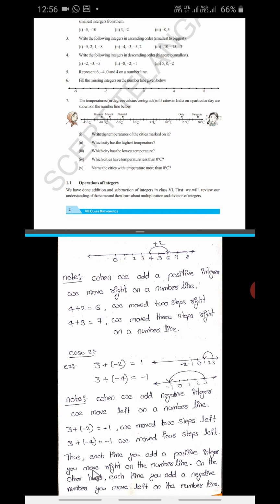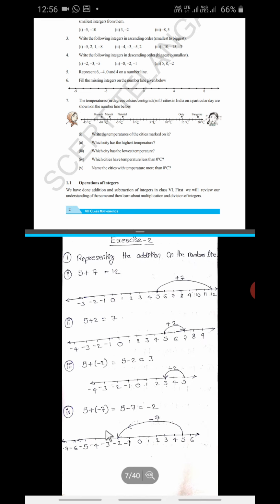Thus, each time you add a positive integer, you move right on the number line. On the other hand, each time you add a negative integer, you move left on the number line. You just write these points. Just now I explained, no? When we add the negative integers, we are moving towards the left side. When we are adding the positive integers, we are moving towards the right side on the number line. Understood? Yes.